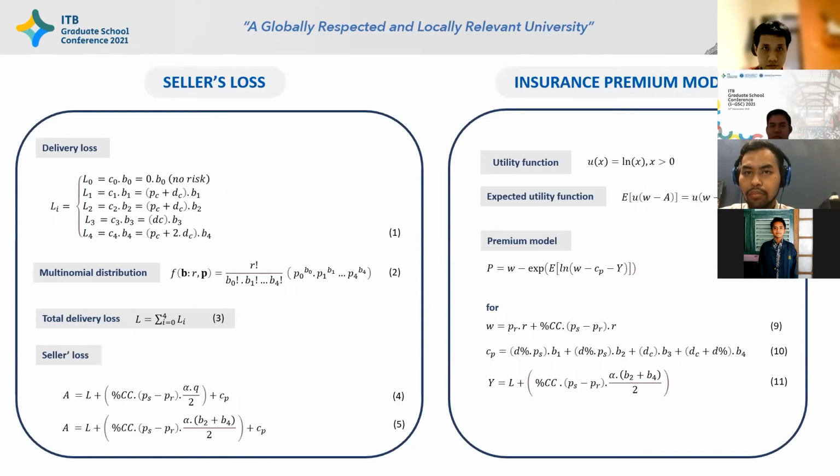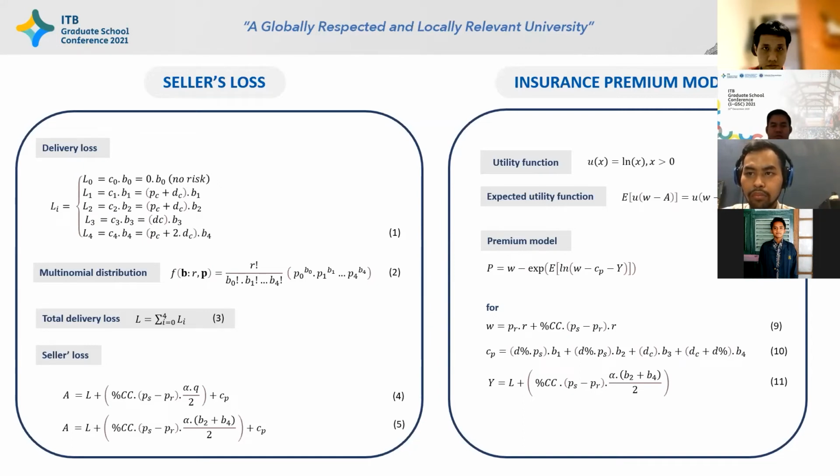For delivery loss, we can calculate each risk by multiplying the risk cost for one item with the number of non-ideal items for every risk. For example, for the lost item risk, we can multiply the cost of this risk, which is product cost plus delivery cost, with the number of lost items. But for the number of non-ideal items, we can know the value by using multinomial distribution.